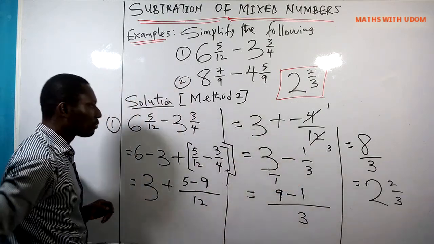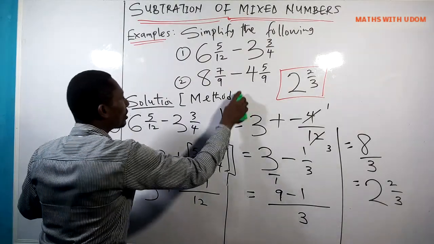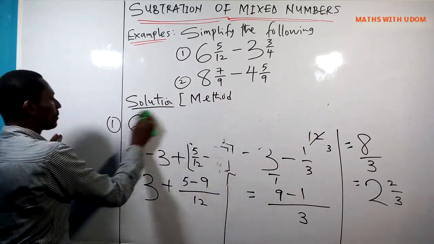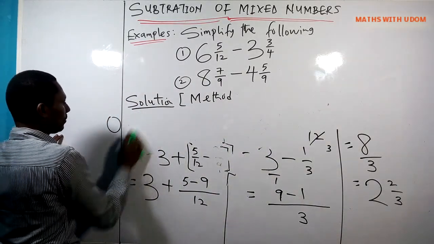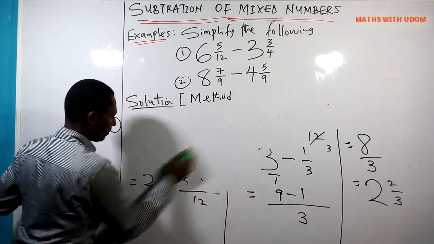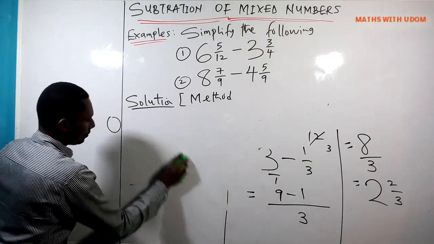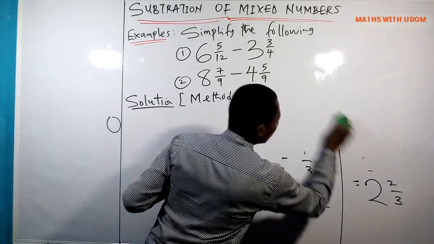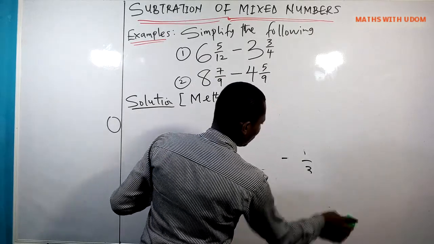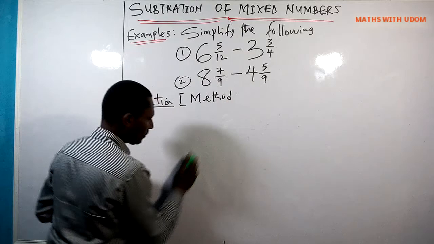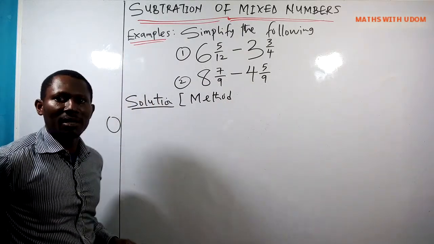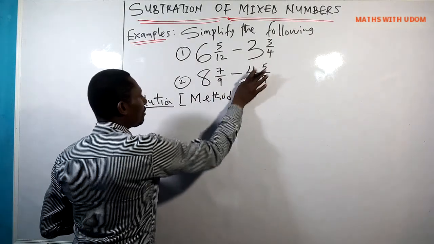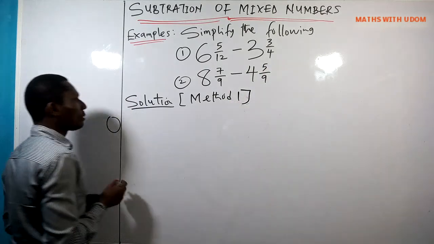Now let's move to example 2. Okay, example 2, method 1. So example 2 now, right away. So what is example 2? Let's start with the first method, method 1. Okay, example 2, method 1.